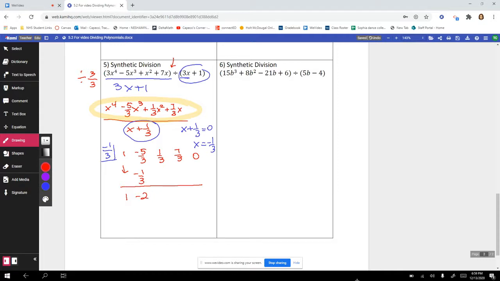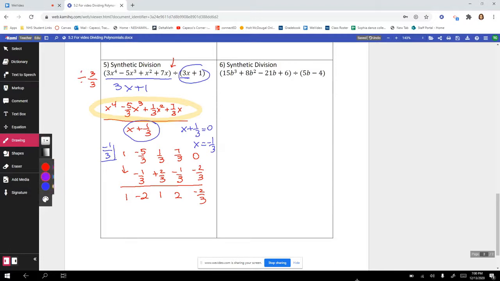Negative 2 times negative 1/3 gives me positive 2/3. I add 1/3 and 2/3, and I get positive 1. 1 times negative 1/3 gives me negative 1/3, which added to negative 7/3 is positive 6/3, which is positive 2. And then 2 times negative 1/3 is negative 2/3, which again will give me negative 2/3.